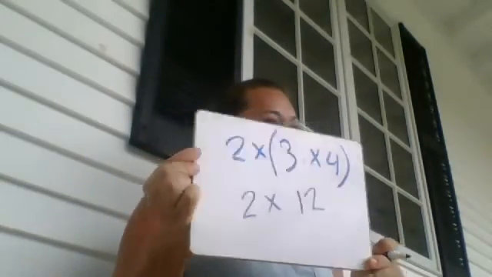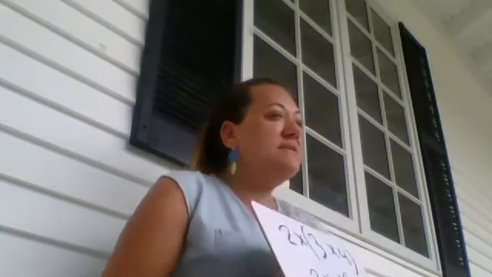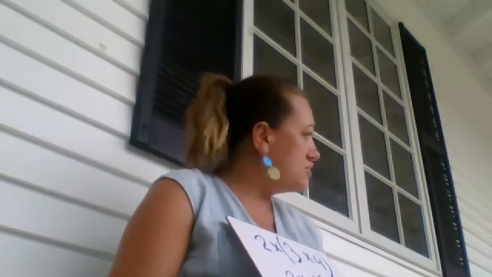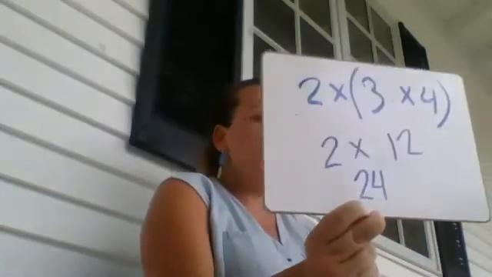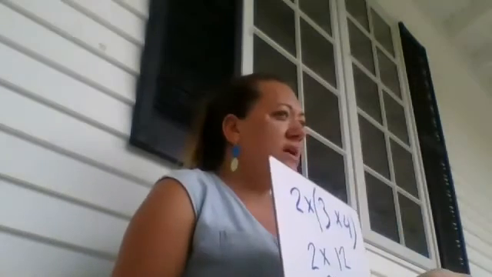Then I do 2 times 12, which is 24. Now in this instance, we ended up getting the same answer both times, 24. That's not always going to be the case. A lot of times, whenever you move the parentheses, you're going to have a different result.